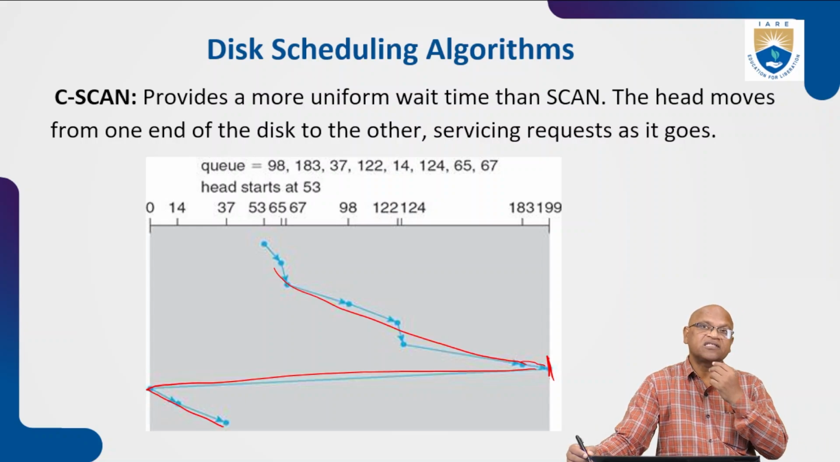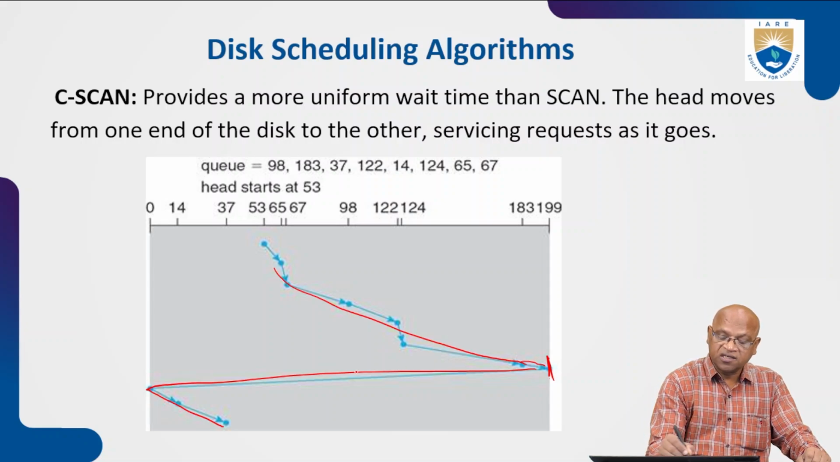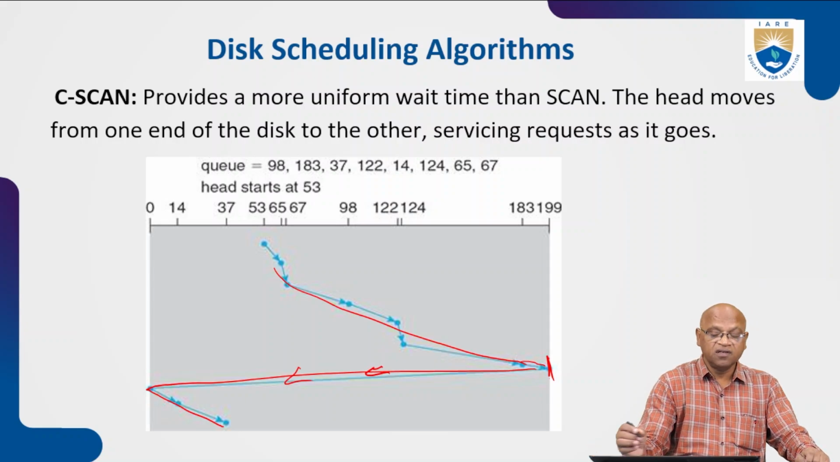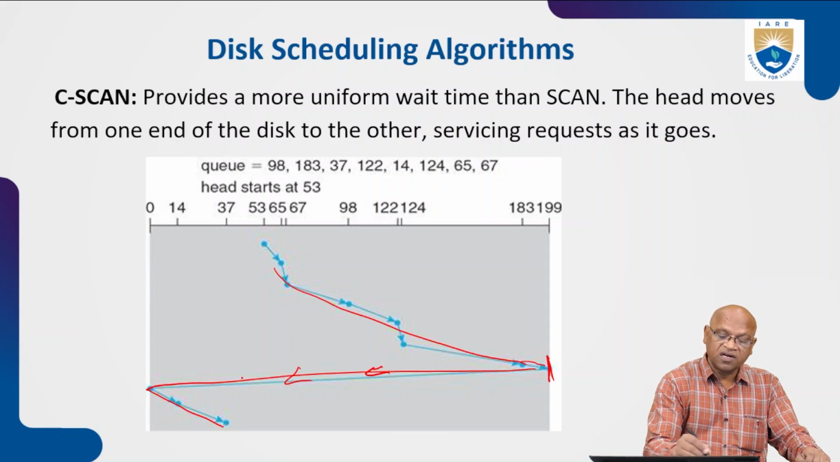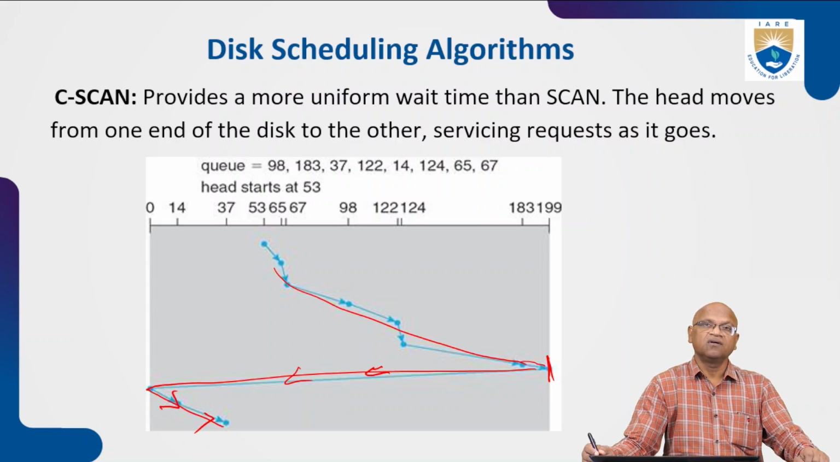In scan, we have seen when it is going in the reverse direction, it will serve some disks also. But here, it won't serve anything. It will jump from one end to another end. Again, it will start scanning. So that is the only difference between scan and C-scan. This is C-scan.